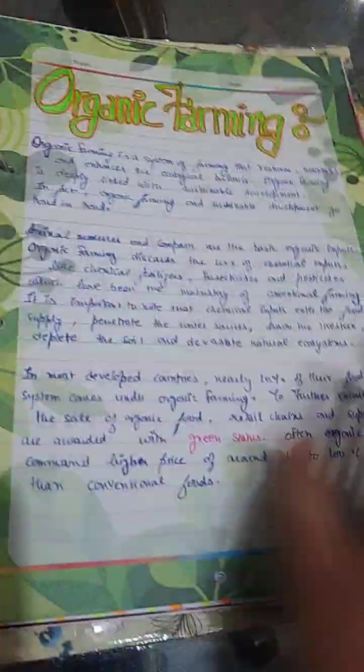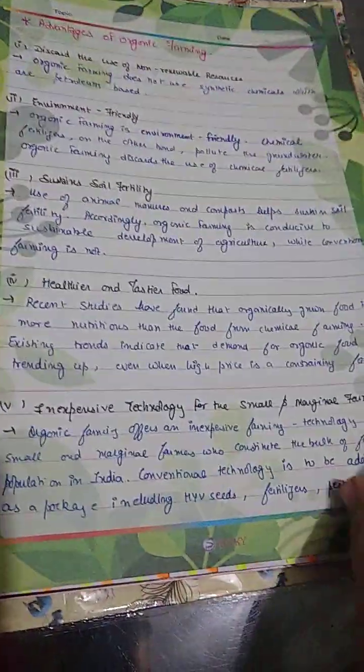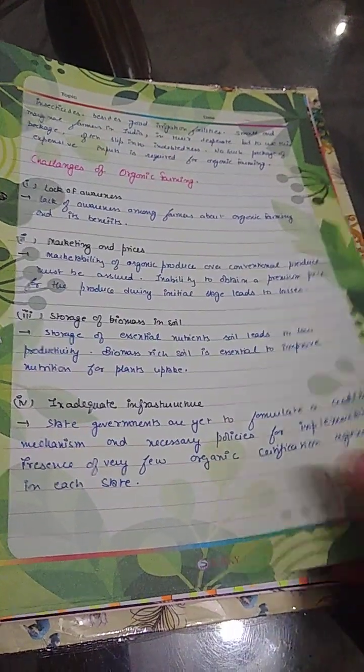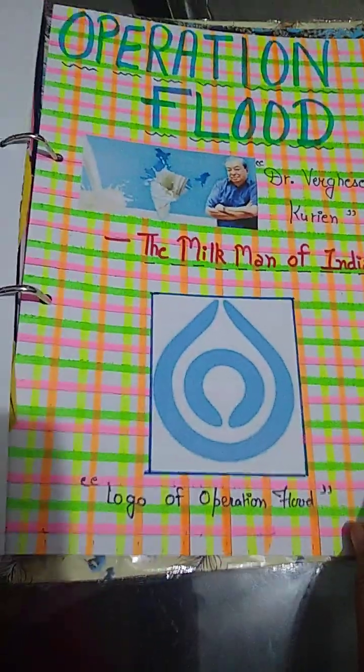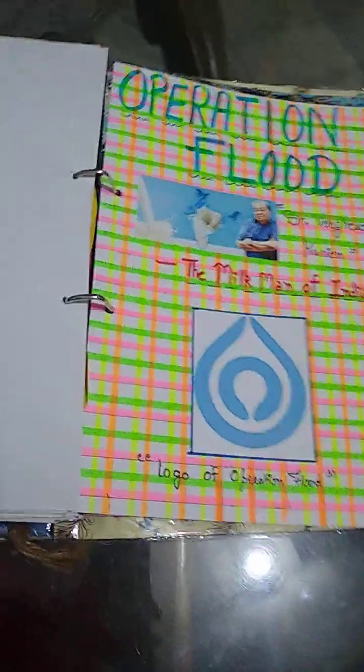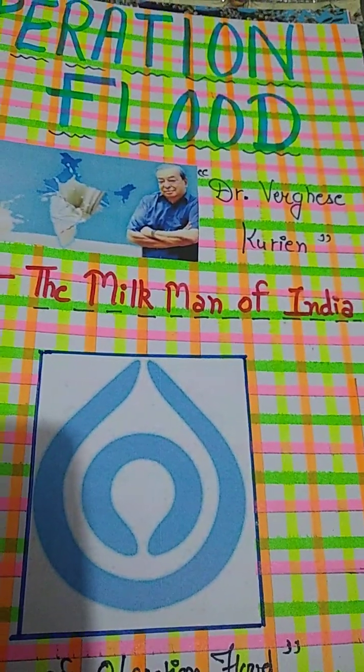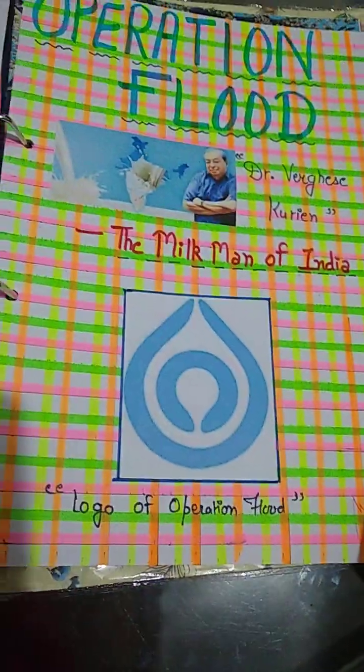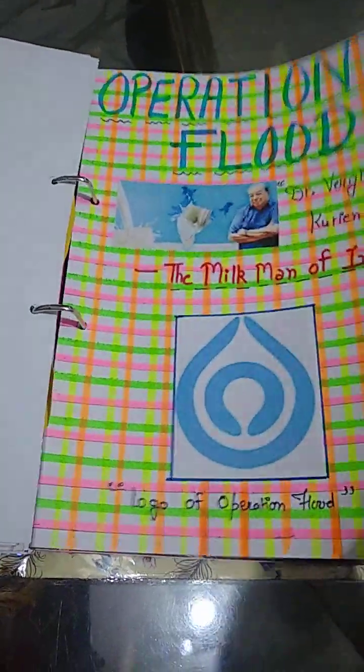Then organic farming and its benefits. Then organic farming, advantages of organic farming, challenges of organic farming. Then Operation Flood, it is one of the major things we have learned in this chapter. It is a very small topic, but it's equally important. Here I have also mentioned Dr. Verghese Kurien, the milkman of India, and this is the logo of Operation Flood. This is all about Operation Flood.